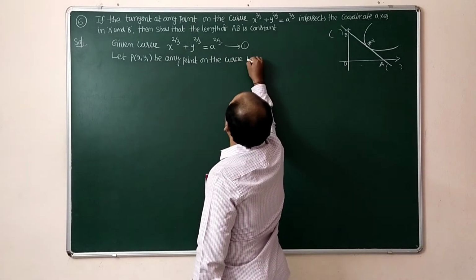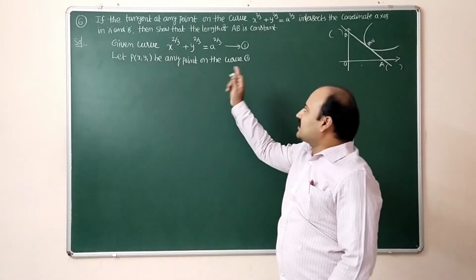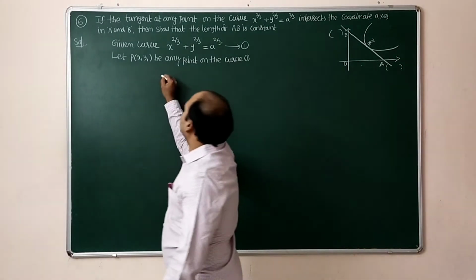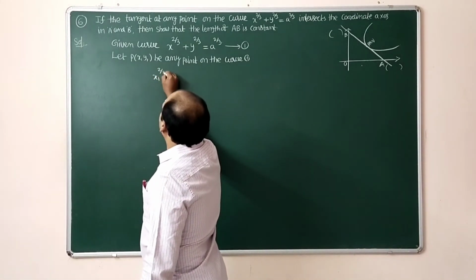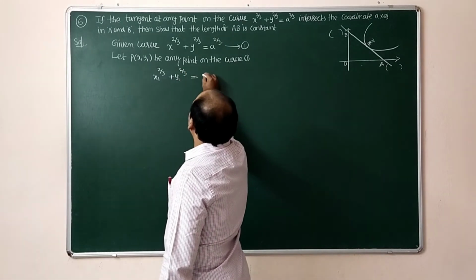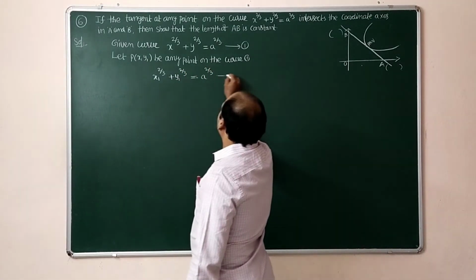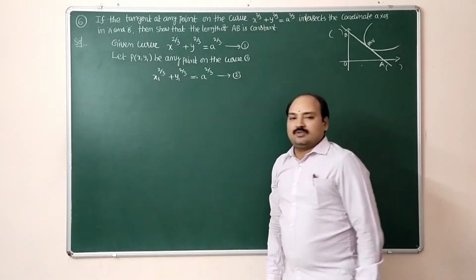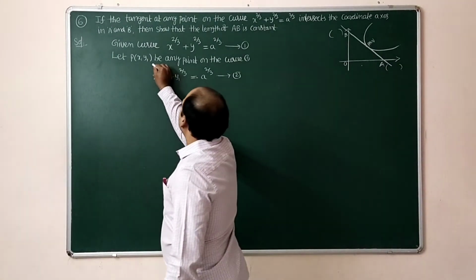Equation 1, that means wherever x comma y is there, you have to replace it with x1, y1. So x1 power 2 by 3 plus y1 power 2 by 3 is equal to a power 2 by 3. You put this as equation number 2. This result we will apply in the coming steps.